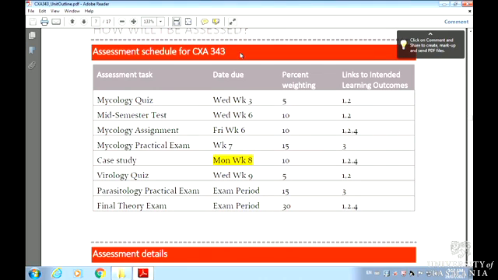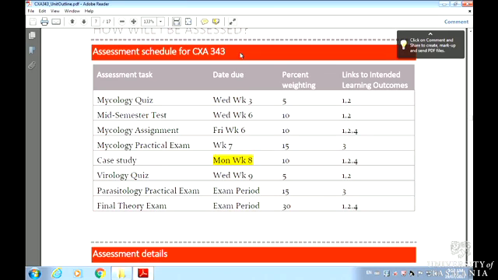So the whole unit this semester is really in three little bits. We'll do one section of mycology, a small bit of virology, and then finish up with some parasitology. So we have two practical exams, one for mycology and one for parasitology. You must pass both practical exams to pass the unit, and you must pass the final exam to pass the unit.